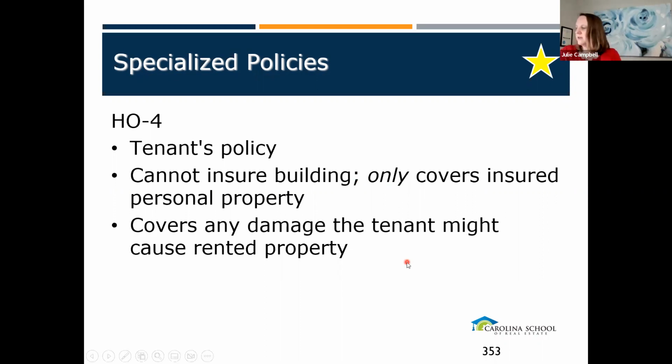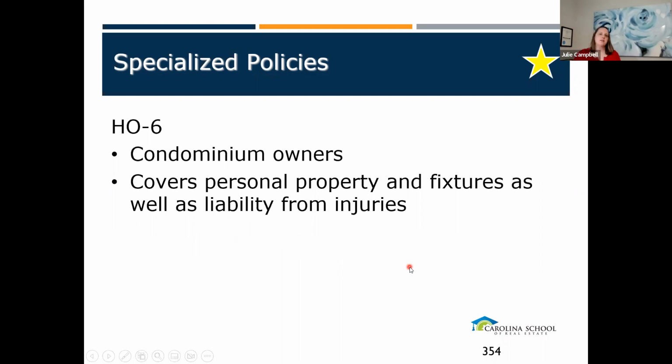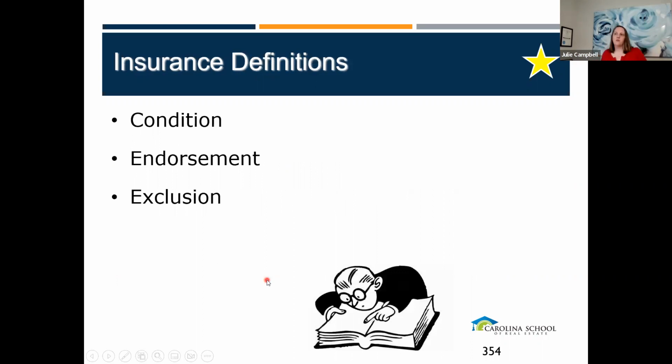Another one that's kind of unique is the HO6, condo owners. This is called a walls-in policy. Walls in. Remember, condo owners don't own the exterior. They only own on the inside. But you guys can look at all these policies, 353, 354. Defining some more words on 354.